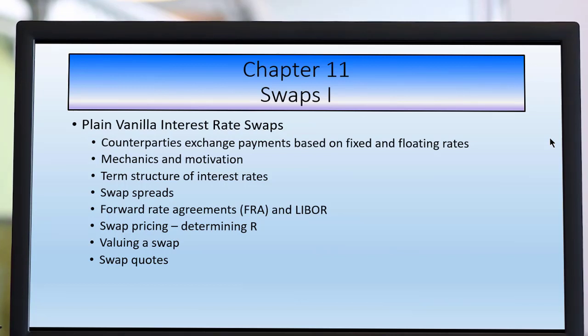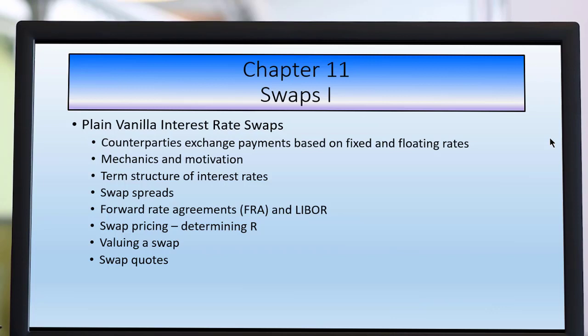We'll look at Libor, which is the London International Bank Offering Rate, which is a very common floating rate out there, an index to match up for floating rates. And we'll talk about that. We'll look at swap pricing, which is determining the swap's fixed rate, which is denoted as capital R. And then we'll value a swap.